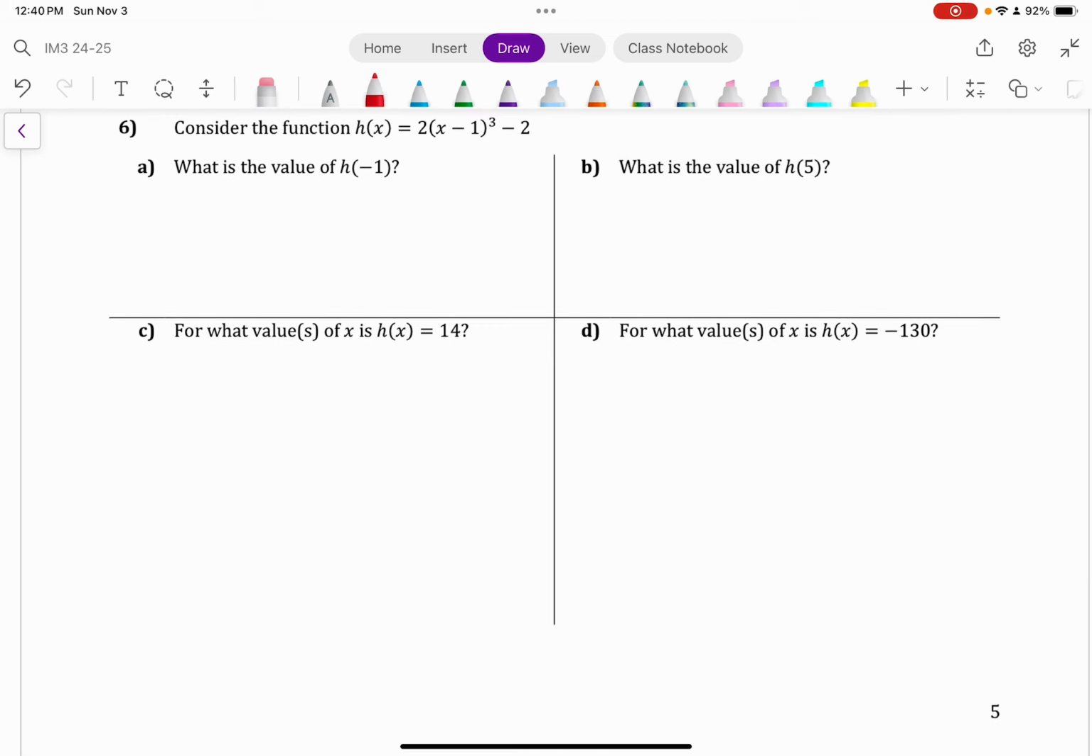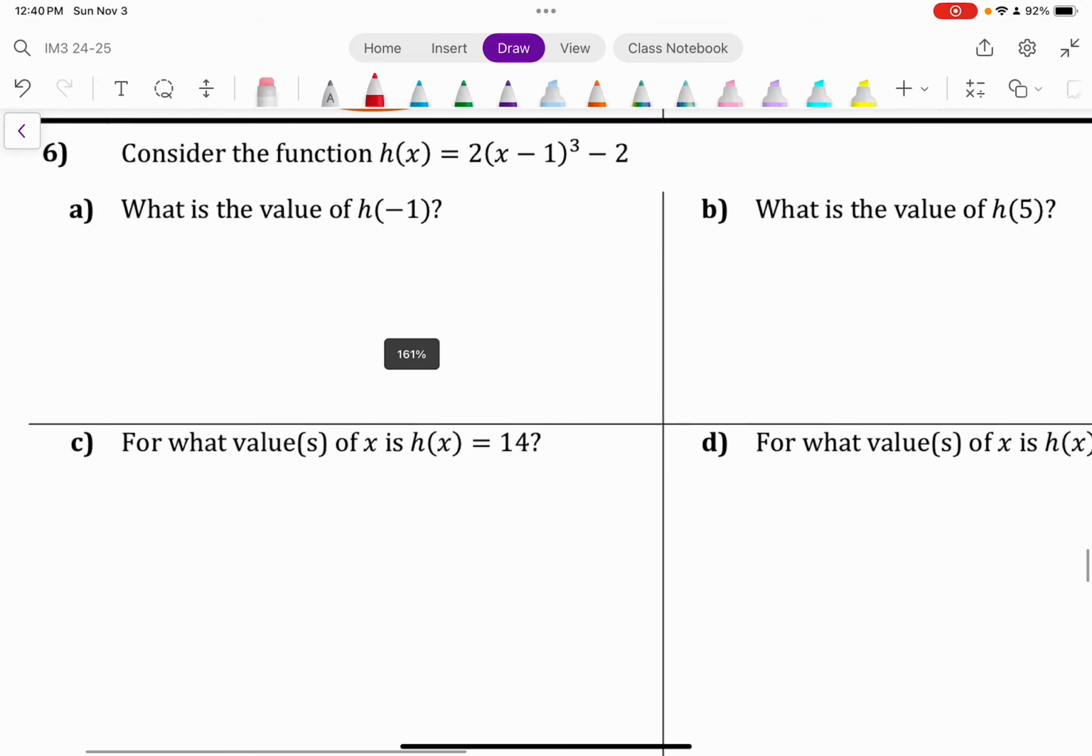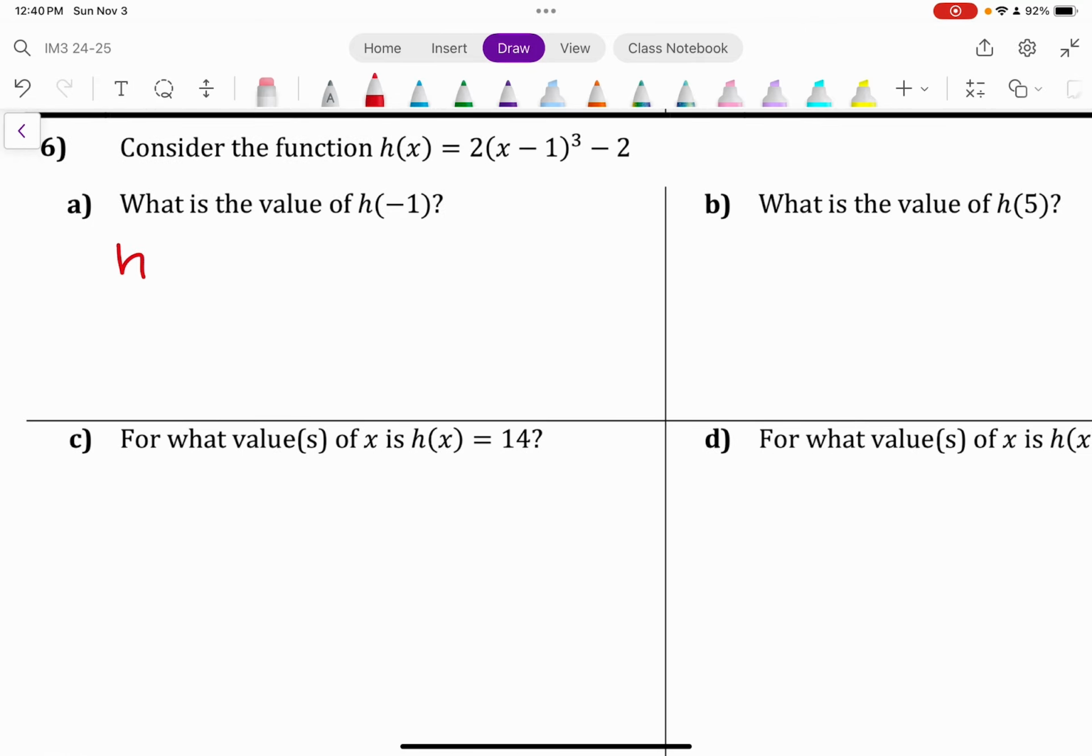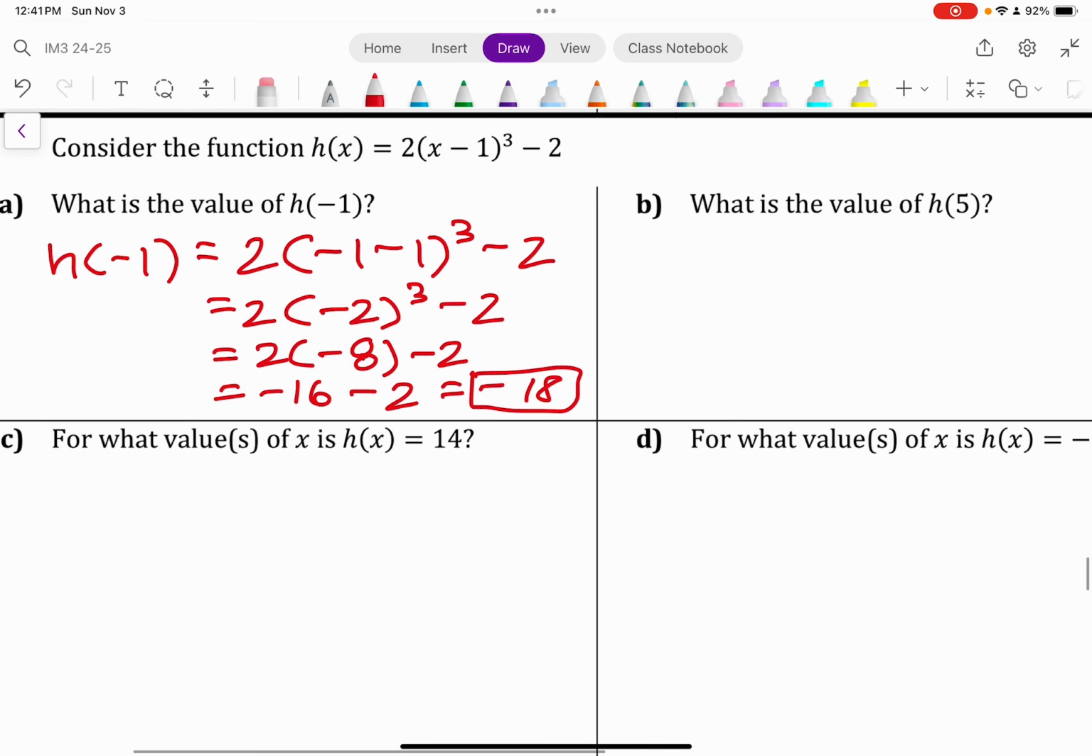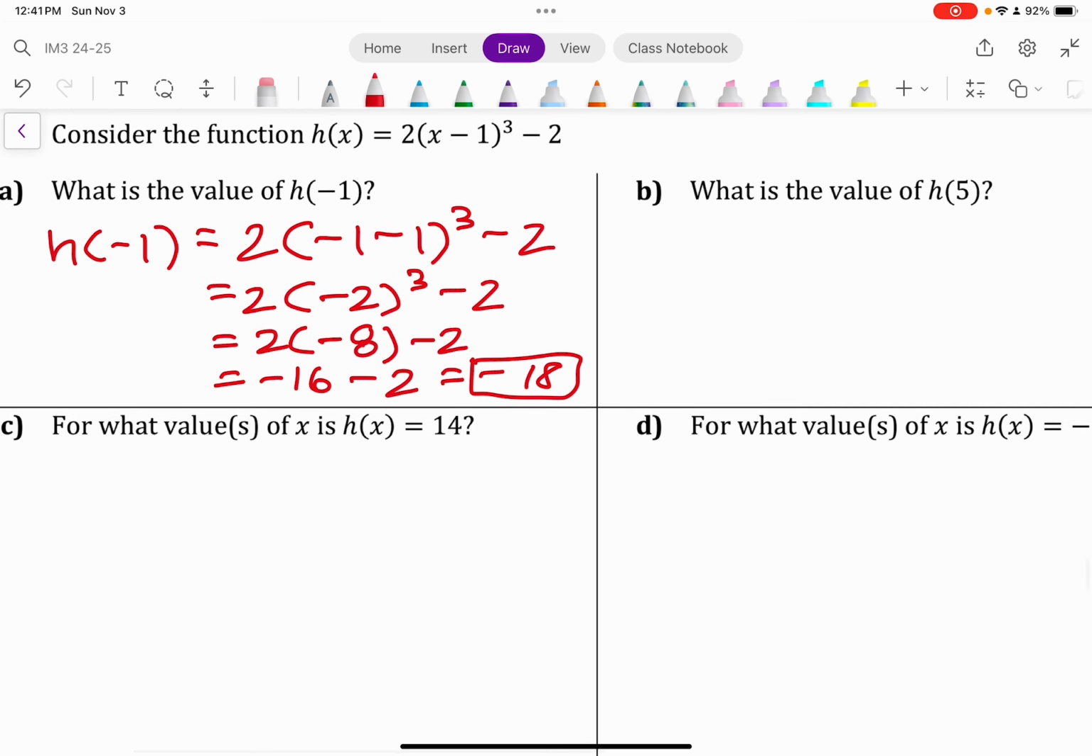All right, so let's go ahead and do some more challenging functions with some transformations, starting with h of negative 1. H of negative 1 is 2 times negative 1 minus 1 to the third power minus 2. This is the following: 2 times negative 8 minus 2 is negative 16 minus 2, which is negative 18. I went through that kind of fast. Please pause the video if you need more time to do it. But we get the solution.